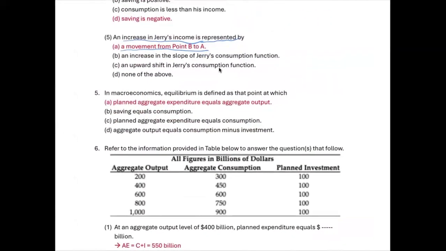So question 5 is just a definition. You can just memorize it. Equilibrium is defined as the point at which the planned aggregate expenditure equals the aggregate output.